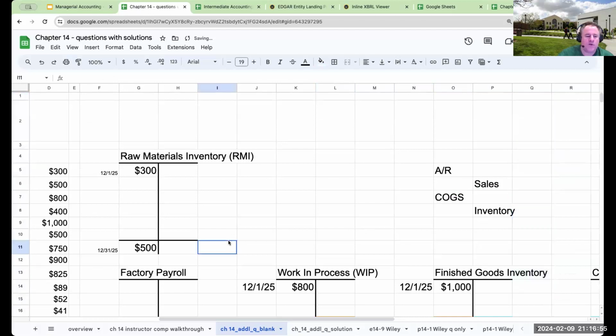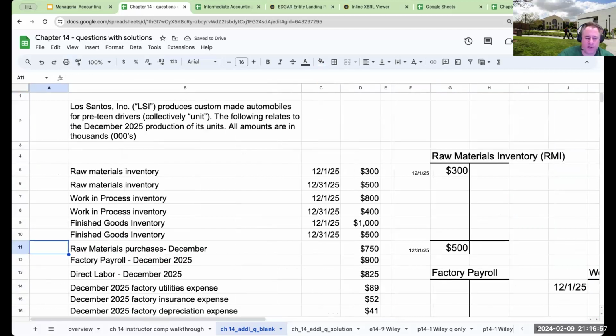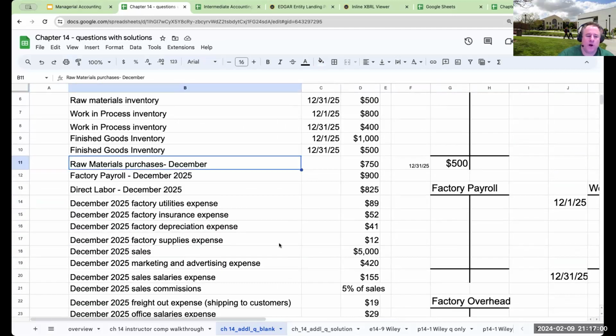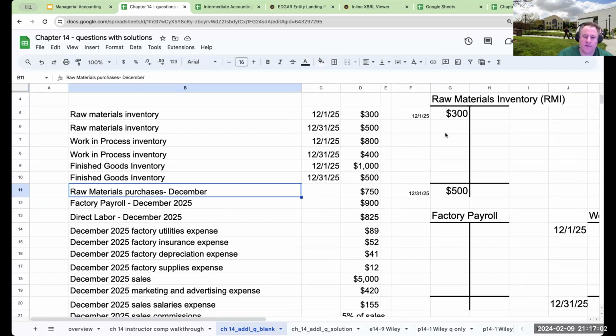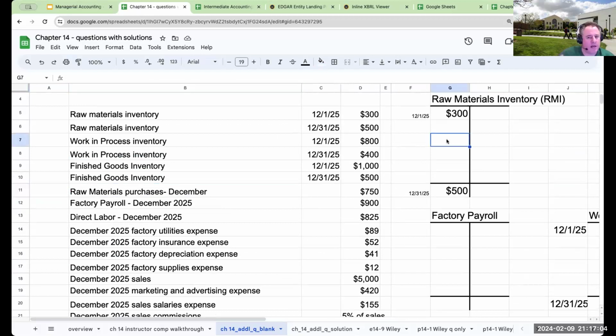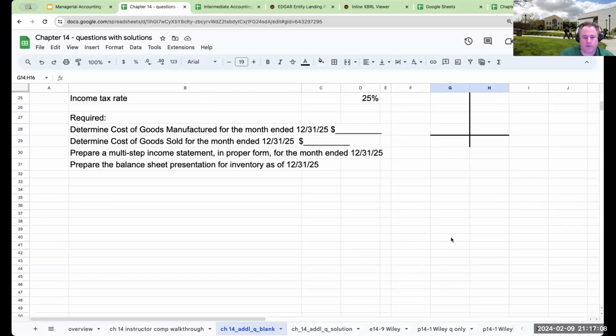Okay. So let's look at the next one over here. We're going to just set up the T accounts. Raw material purchases for the month of December. So if I'm buying purchases, remember, we're dealing with T accounts. When we have a T account, why do I like T accounts? Assets equals liabilities plus owner's equity, right? DCER.